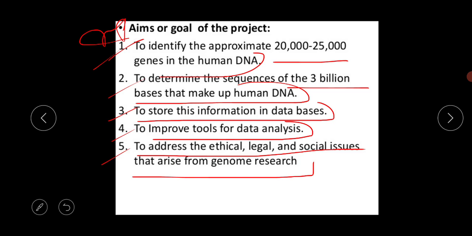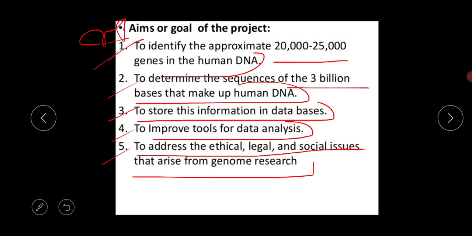So what is actually the main aim? The first aim is mapping the whole human genome at the level of the nucleotide sequences. The second aim is to store all the information gathered from the project in databases and develop tools for data analysis. And next thing, to solve any ethical, legal or social problems which may arise from the project.